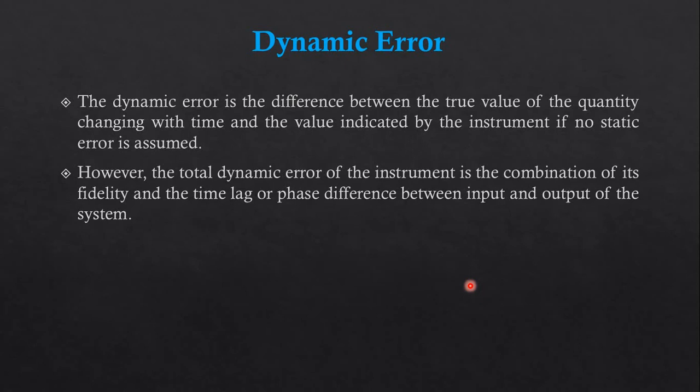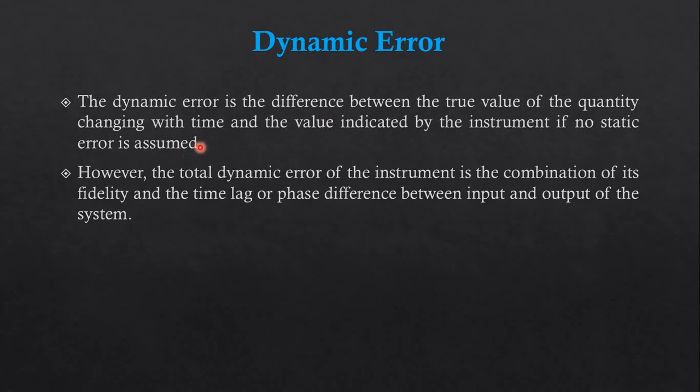Now next is dynamic error. As the name indicates, we already know what error is. Error is the difference between the actual value and the measured value, right? Now what is dynamic error? The dynamic error is the difference between the true value of the quantity changing with time and the value indicated by the instrument if no static error is assumed.